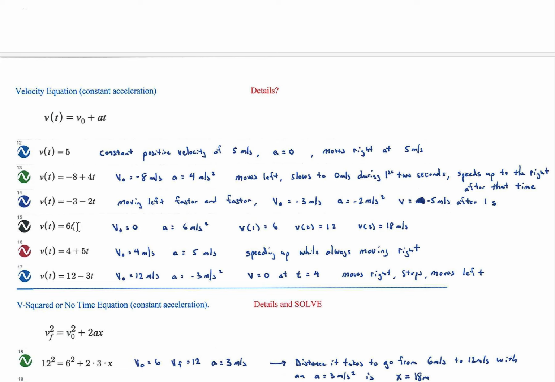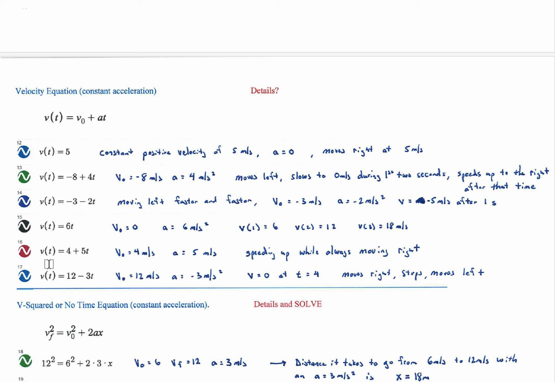15, this is no initial velocity, so you started at rest, and your acceleration is 6. So after 1 second, you're moving 6 meters per second. After 2 seconds, you're moving 12 meters per second. After 3 seconds, you're moving 18 meters per second. So you're speeding up and going to the right the whole time. You're just going to the right faster and faster and faster.